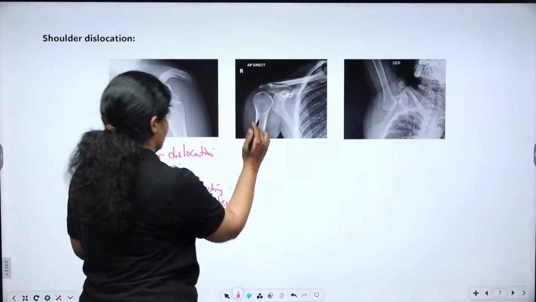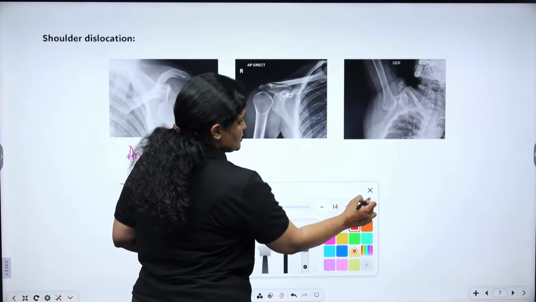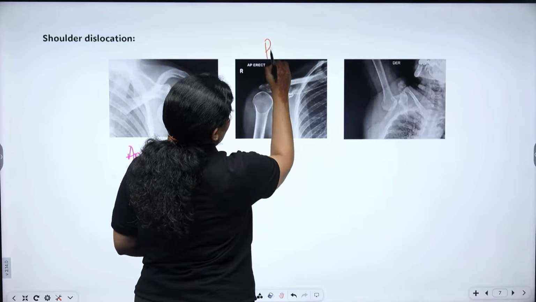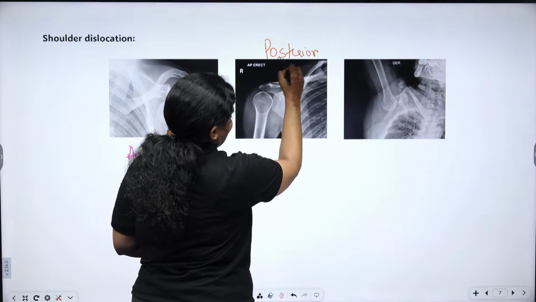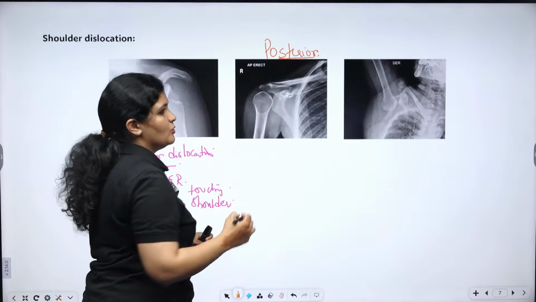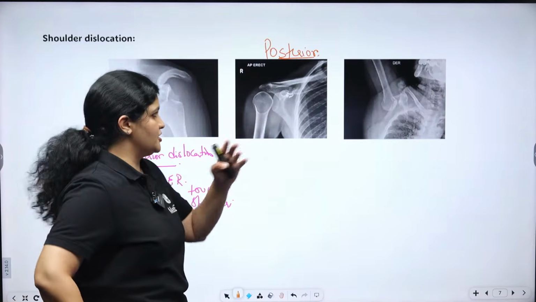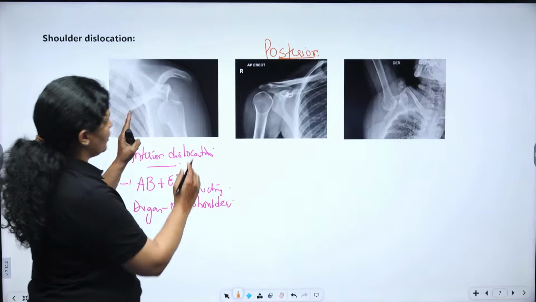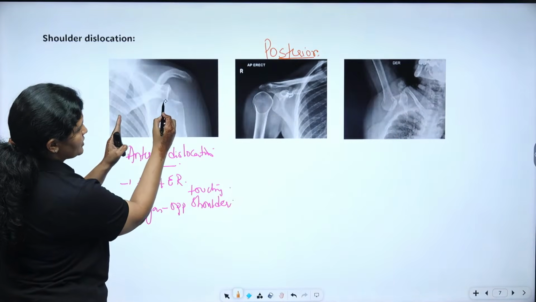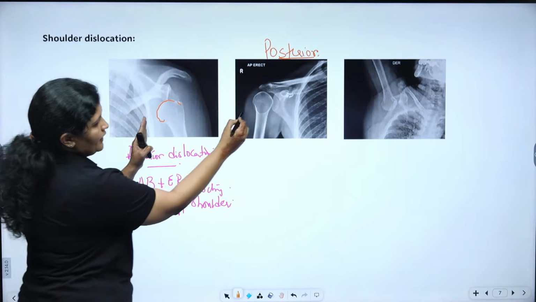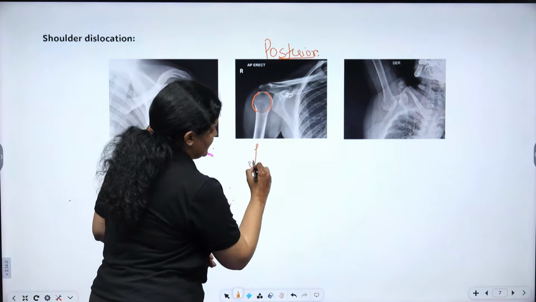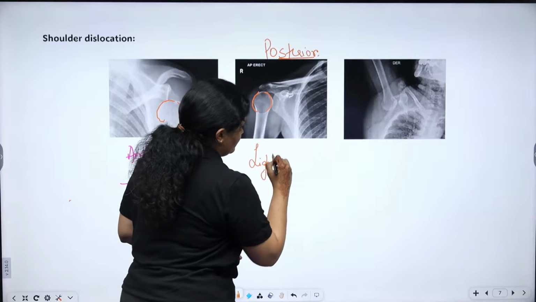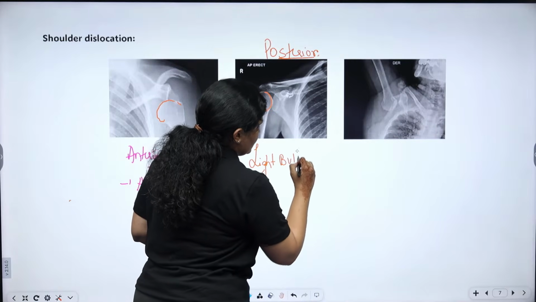And now coming to this. What is this? This is your posterior dislocation. If you see the posterior dislocation, you can see the head is internally rotated. Because of adduction and internal rotation, you can see the orientation of the head. You see this is the head, the sphericity of the head. Here you don't see that, so it becomes equal like this. This is called the light bulb sign. So this is called internally rotated humerus.